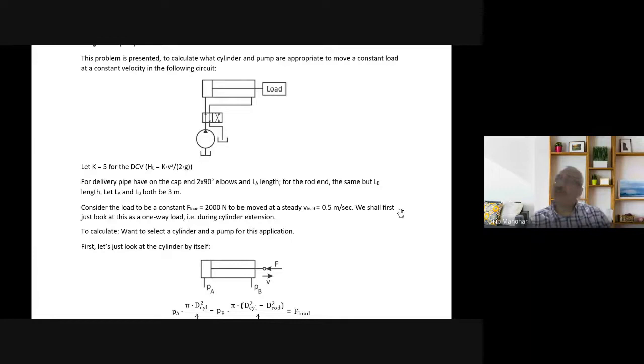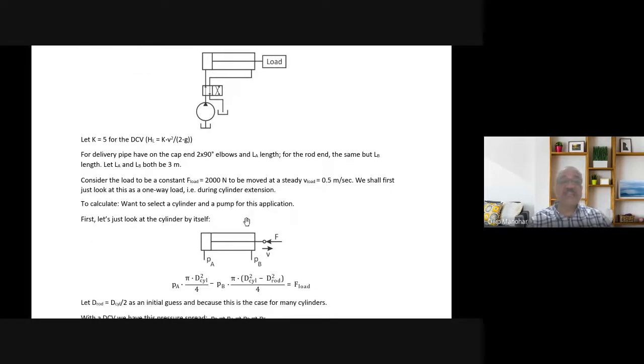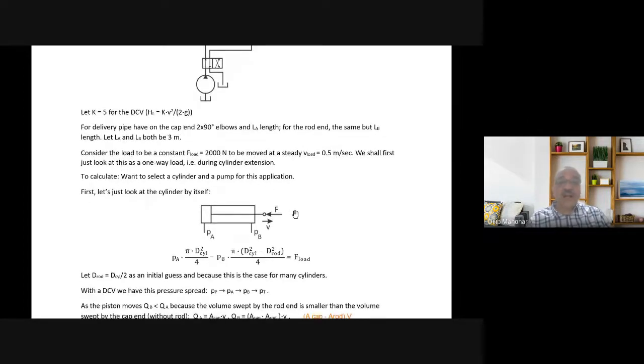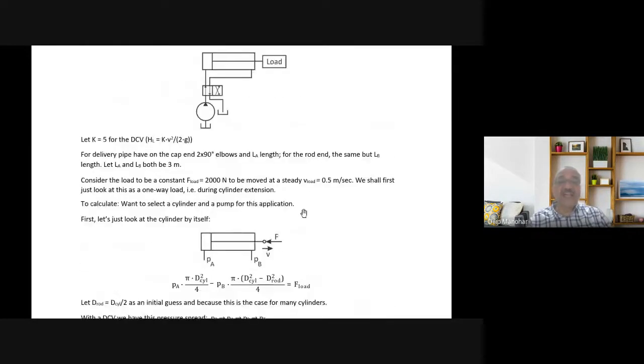You can assume different data. So we shall have a look at how to calculate the cylinder sizing, how to do the tube sizing, how to size the pump, etc. To calculate this, let us see. First, we would like to select the cylinder and a pump for this application. So we have put down this data in a systematic way.